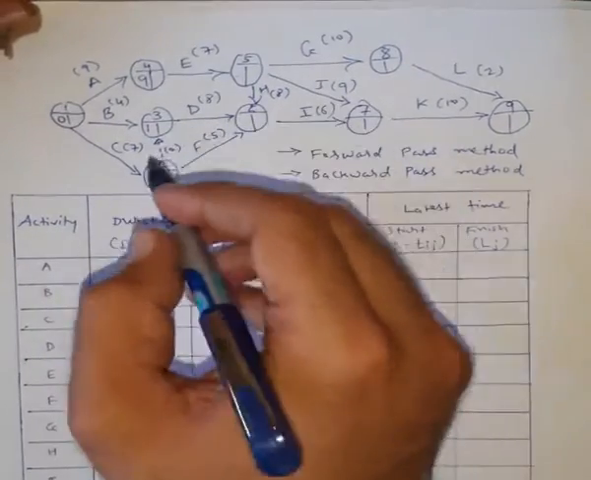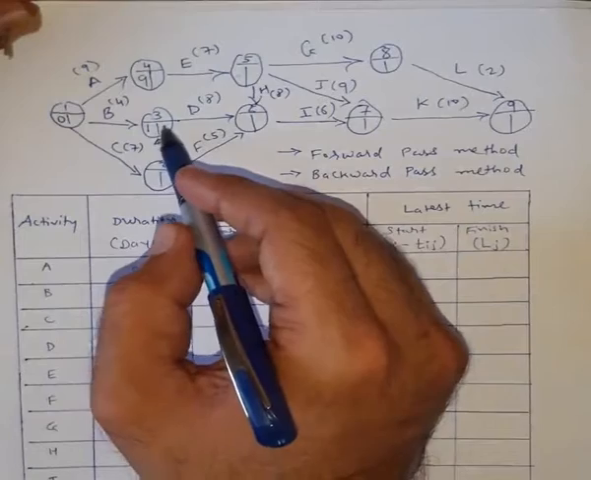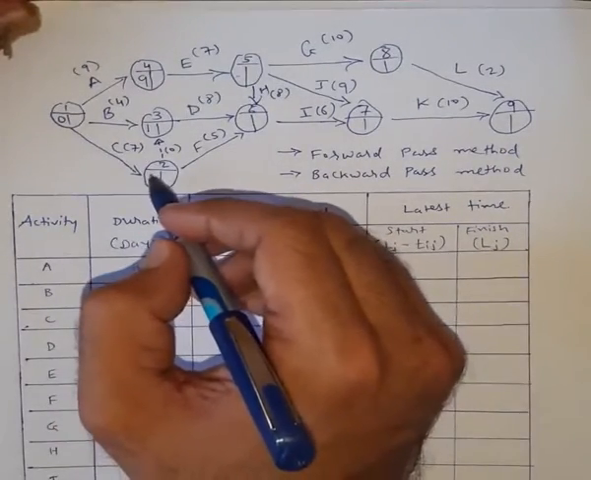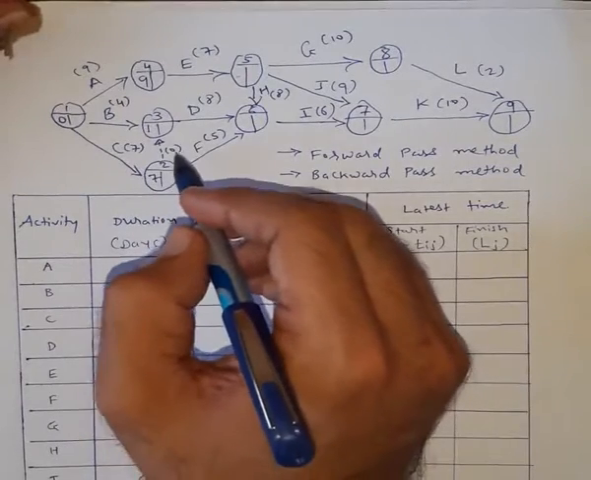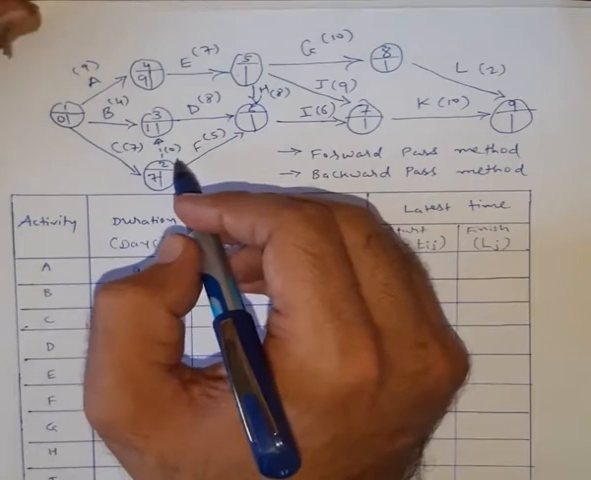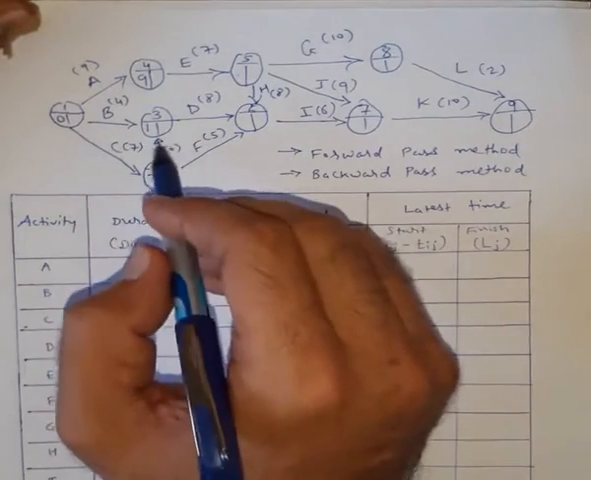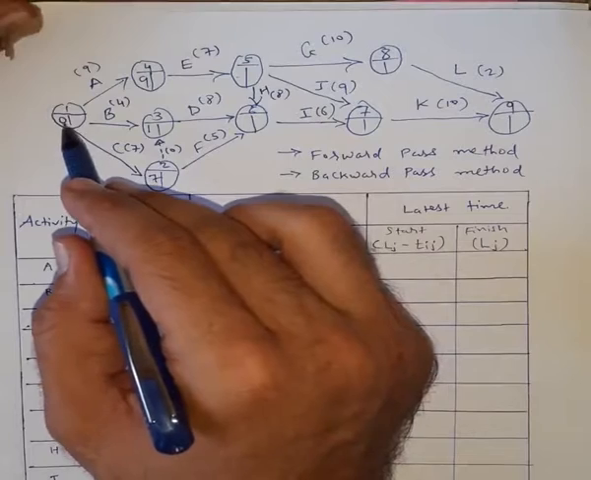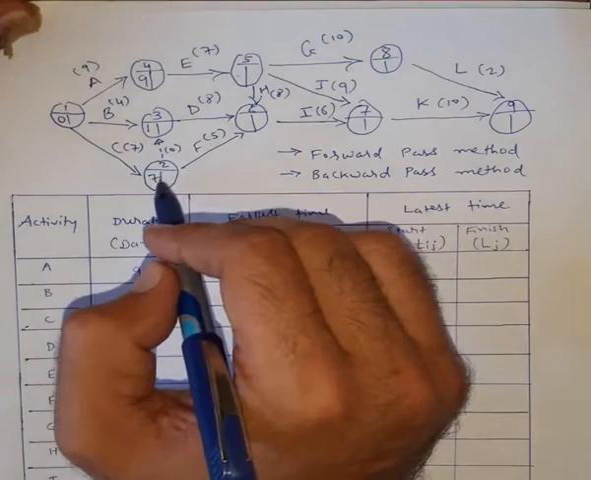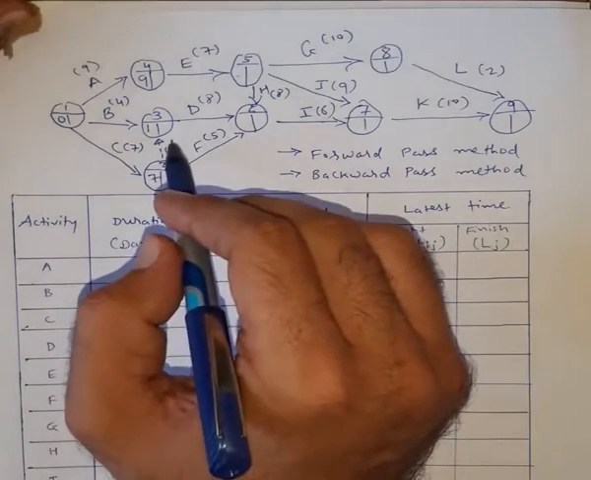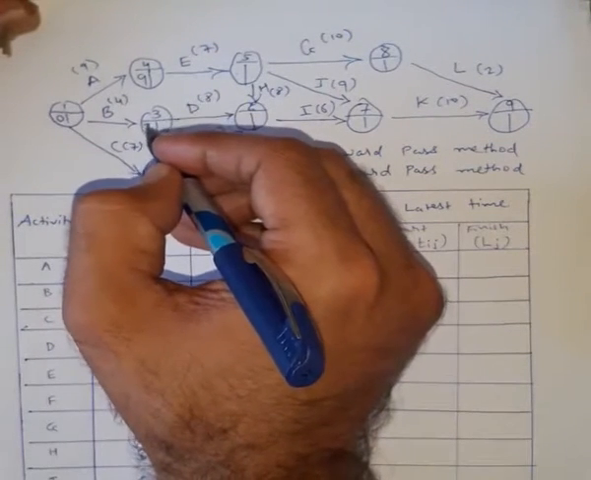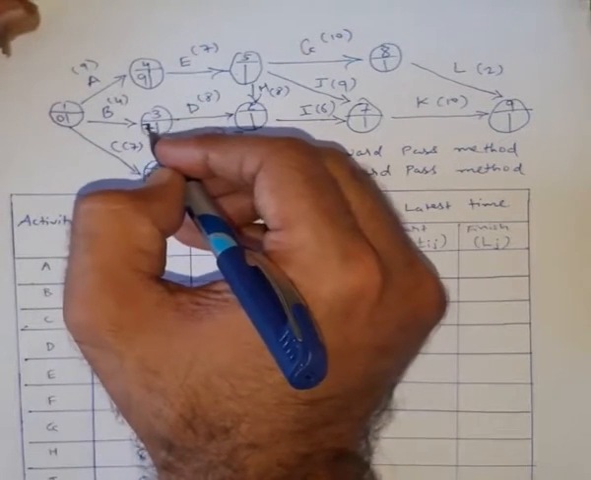But here there are two paths to reach node number 3. So 1 to C, the time duration is 7. So add 0 plus 7, that is 7. Here it is a dummy activity, so the dummy activity's time duration is 0. So 7 plus 0 will remain 7 as it is. But to reach 3 there are two ways. One, you can reach 1 to 3, and second is 2 to 3. So here the time duration is 7 plus 0, so that is 7, and 0 plus 4, so that is 4. So selecting the larger value from 4 and 7, that is 7.